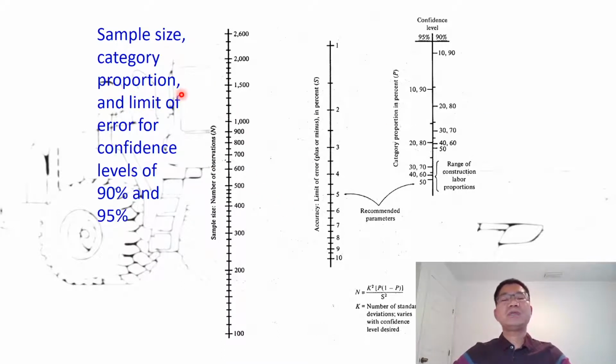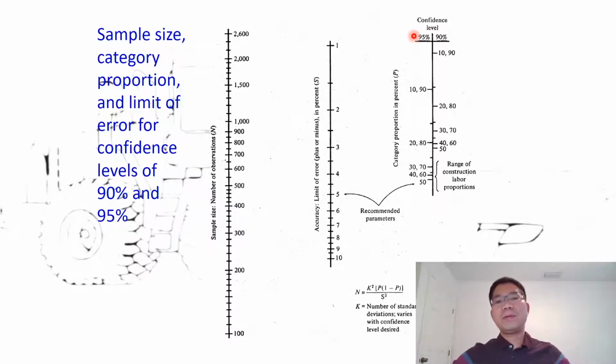In the reading for today's class, we have the figure that shows the sample size, category proportion, and the limit of error, for confidence levels at 90% and at 95%. And how we determine the sample size, because we go out to observe the site, we want to know how many samples we need so that we meet the confidence level that we want.